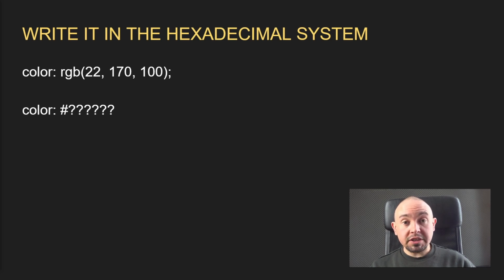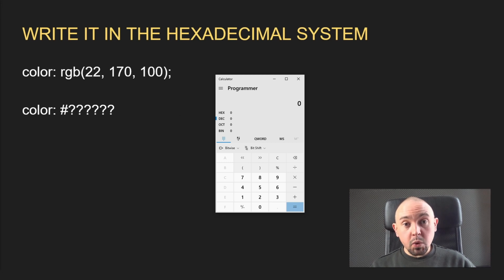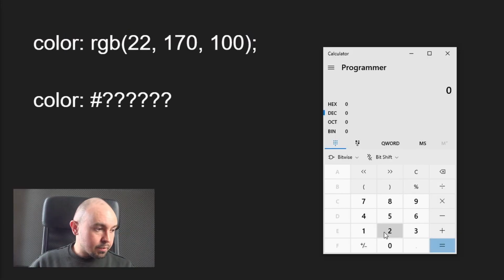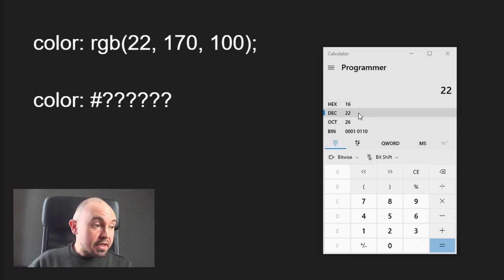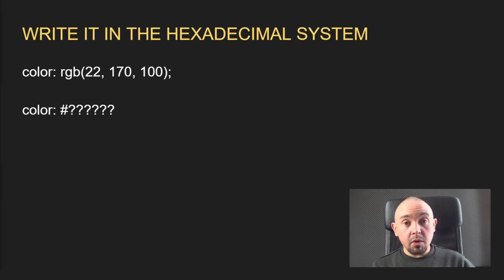22, 170, and 100. Let's open our calculator once again. Let's type 22, being in the decimal system, and here we can see it's 16 in the hex system. This time around will be much more difficult if you want to do this manually, but I encourage you to take on the challenge. Now pause the video and I'll be back with the answer in a moment.